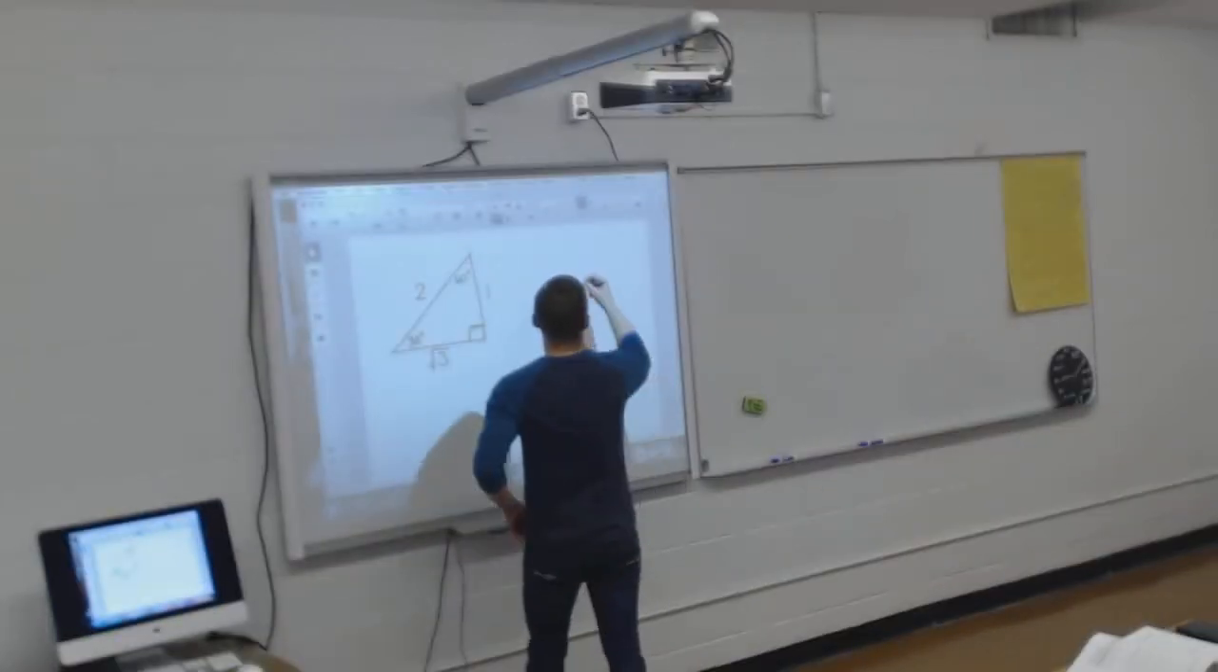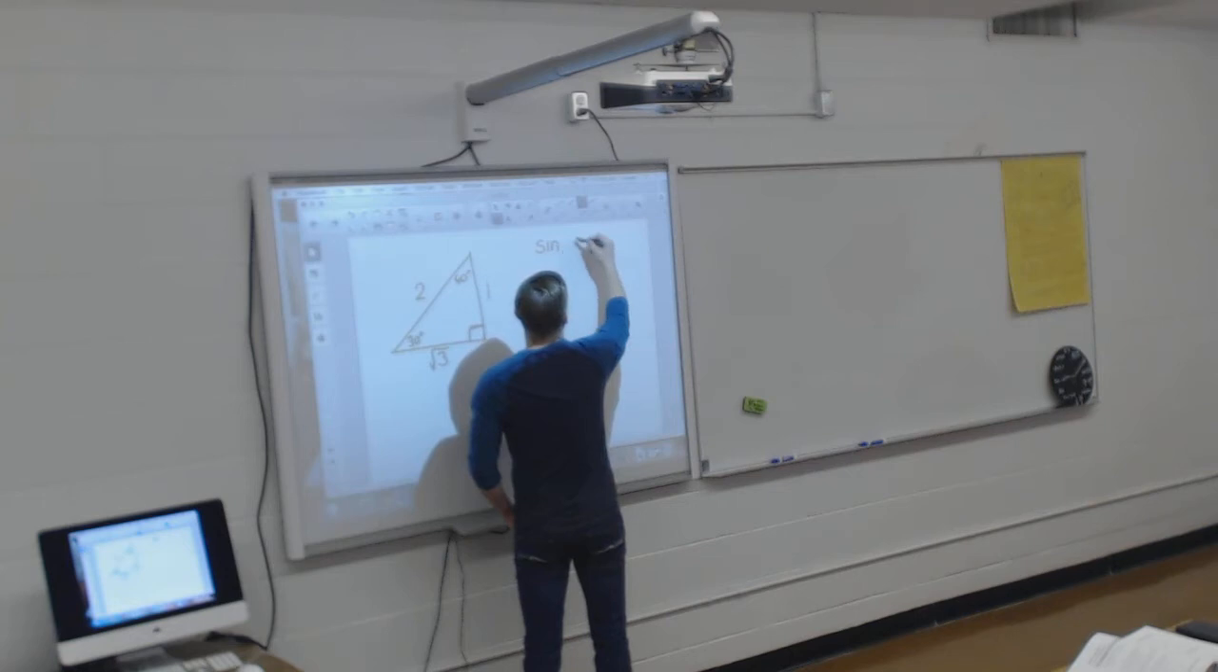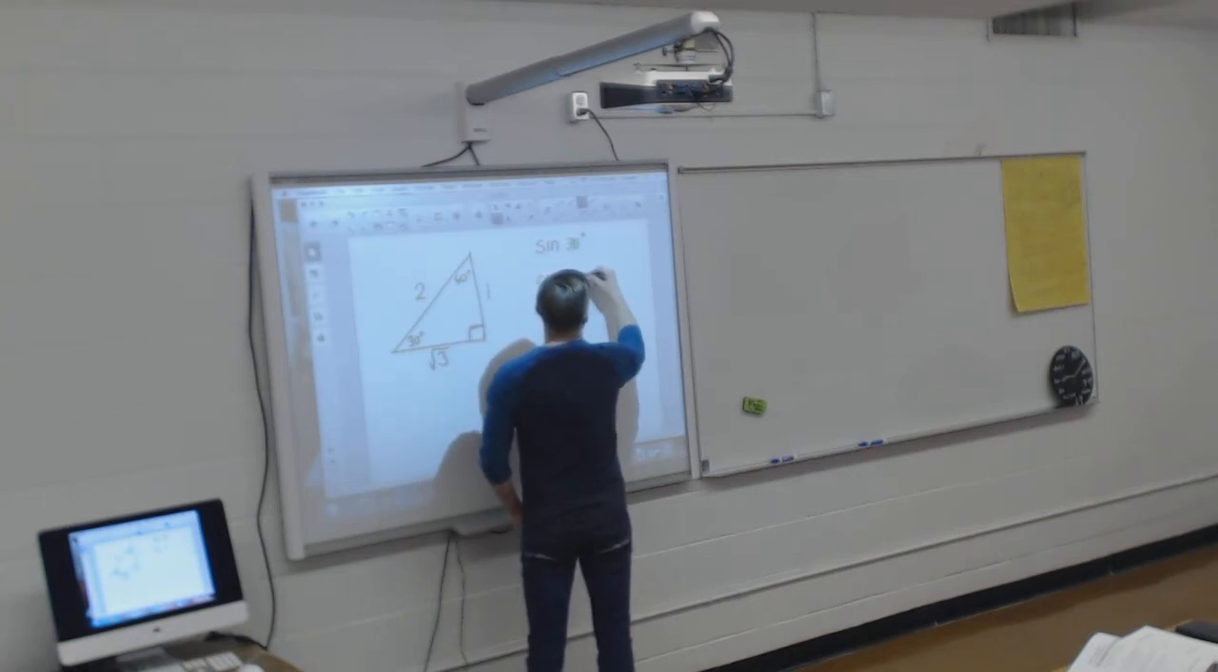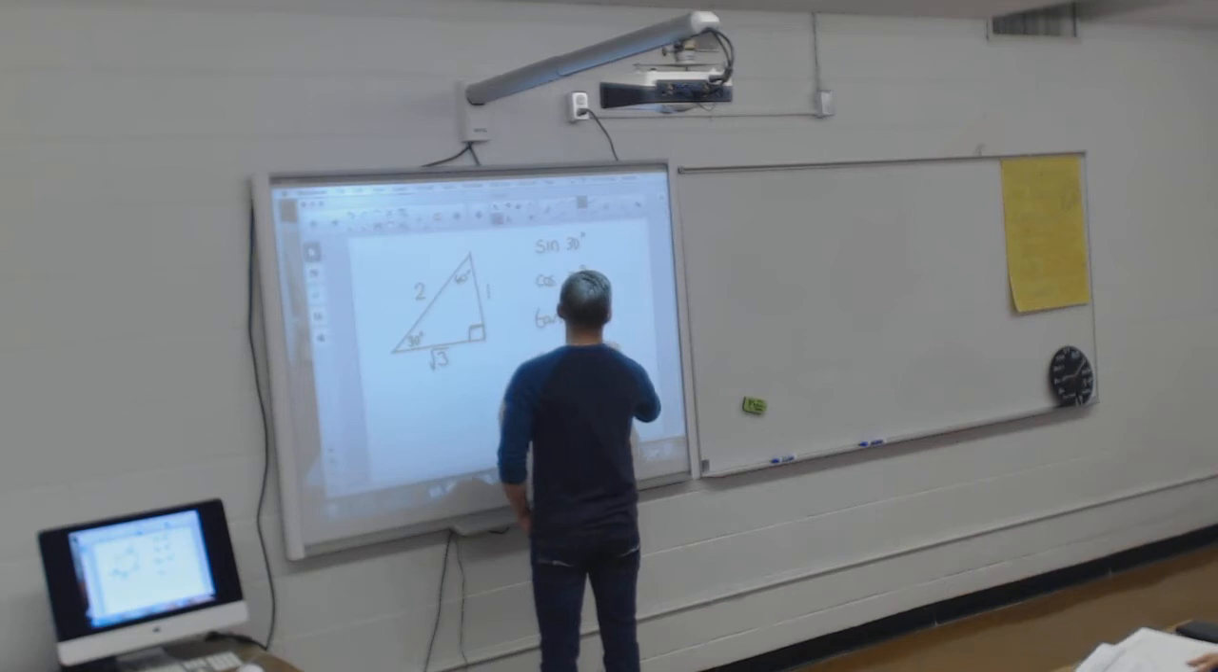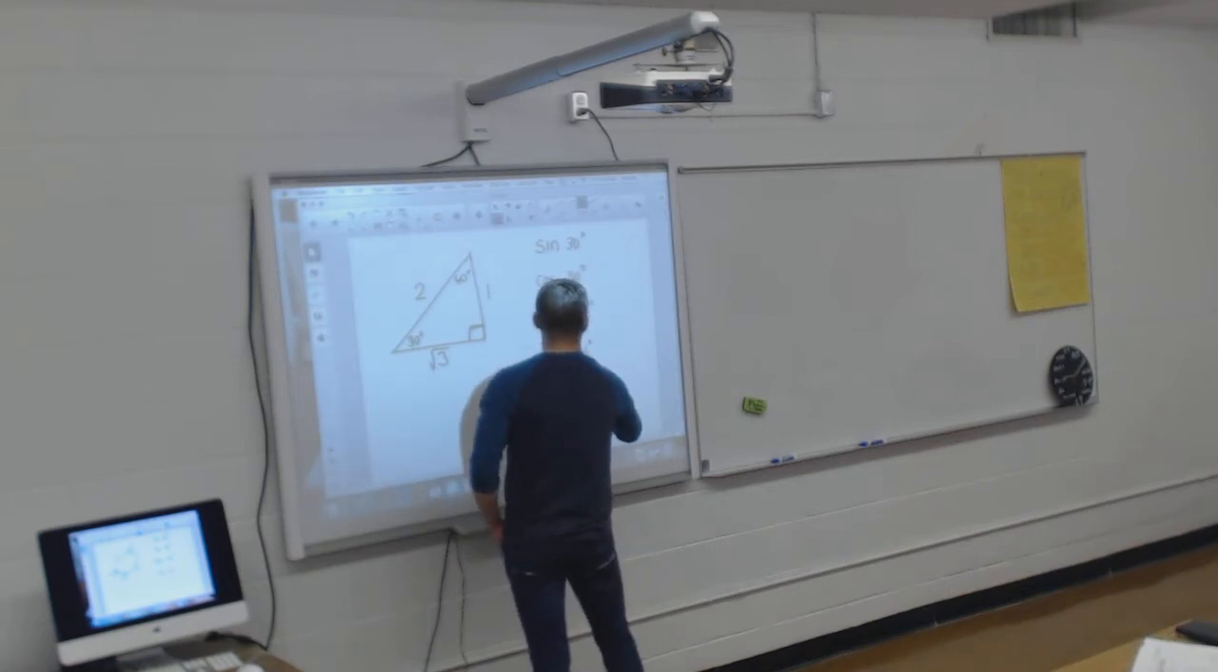So now, this allows us to find 6 ratios that we want to know without using a calculator.